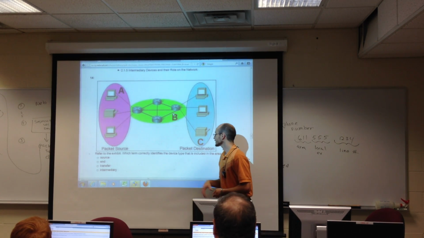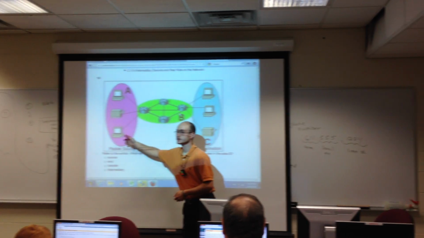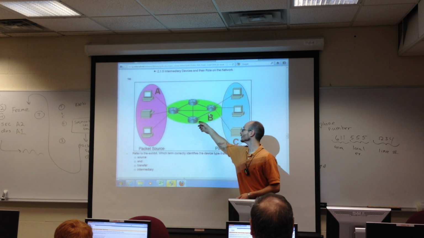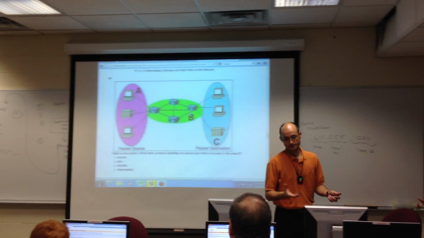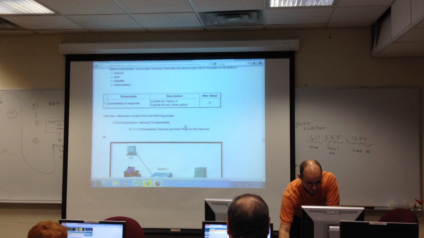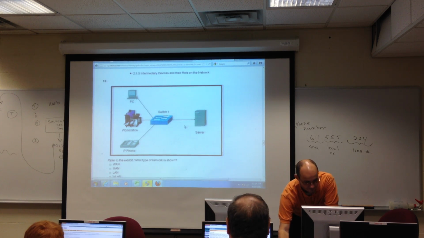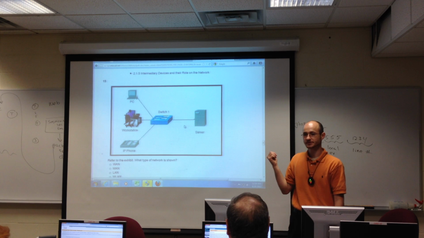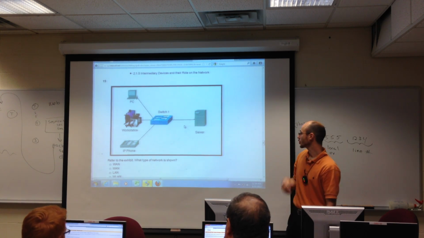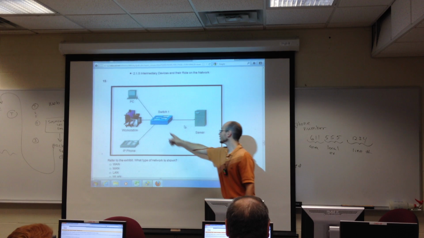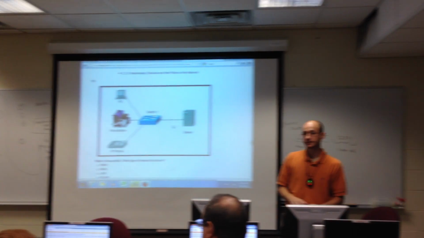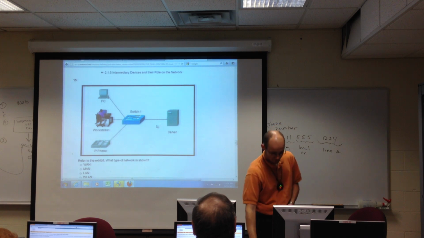Same question asked. What do these represent? These are end devices, right? What are these? What is this picture representing? Local area network. What if I hooked up a router off of the switch? Would it still represent a local area network? Yeah.